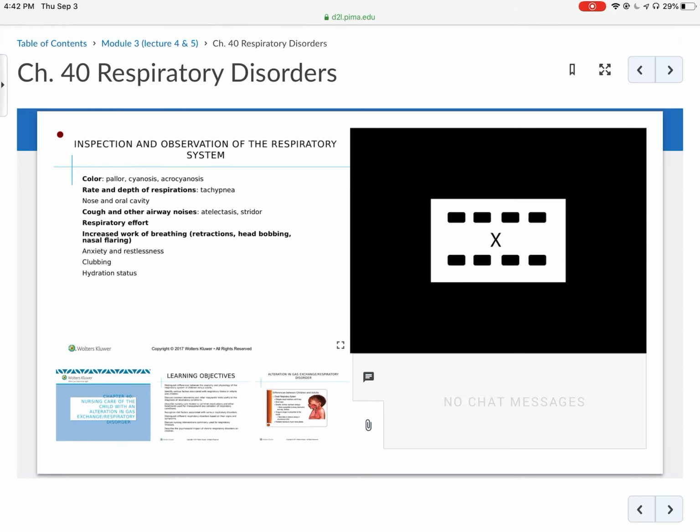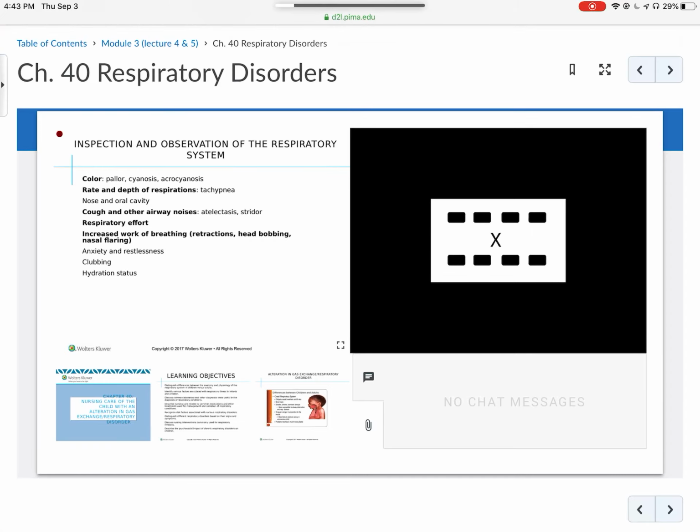So what we look at when we're looking at the child, we want to look at how are they breathing, their color. So color tells us a lot. So pallor is pale. Cyanosis is blueness. They can have circumoral cyanosis, which is around the mouth. They can be cyanotic. They can have acrocyanosis. When we think about acrocyanosis, we think about just the blueness to the hands and the feet. We see that more in the newborn.